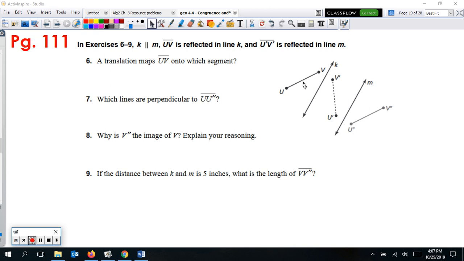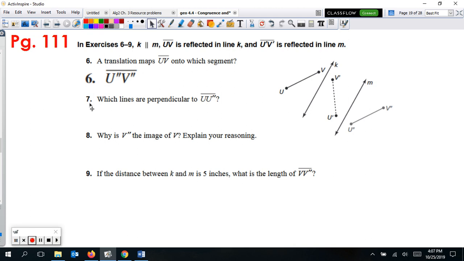So this segment here, a translation maps this segment to which one? Well, obviously it's not this one here. It would be right here, over to here, U double prime V double prime. That's what it would map it to. Translation is going to map it across both parallel lines, because you have one reflection and then another reflection. It's the same thing as if you did a translation from the first figure to the last figure.